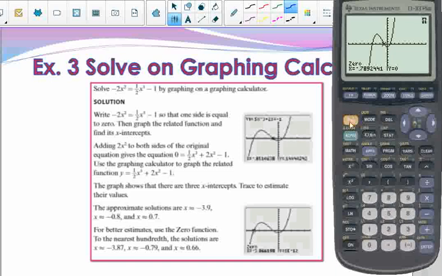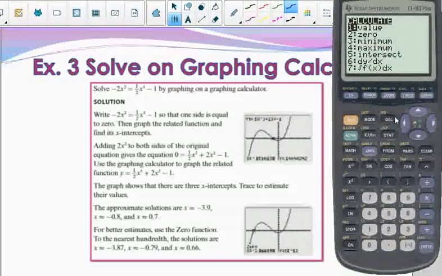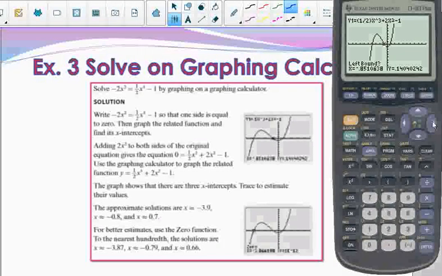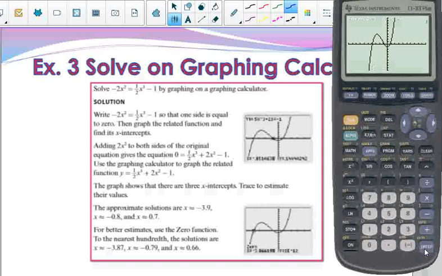And then the third one, hit second trace, number 2 again. I'm going to go all the way to the other side here. So this is a negative, hit enter, go above, hit enter a third time. It says when y is 0, x is 0.655, so that's a positive 0.66, which is what they had here. So that's just another way of doing it on your graphing calculator to find the zeros.